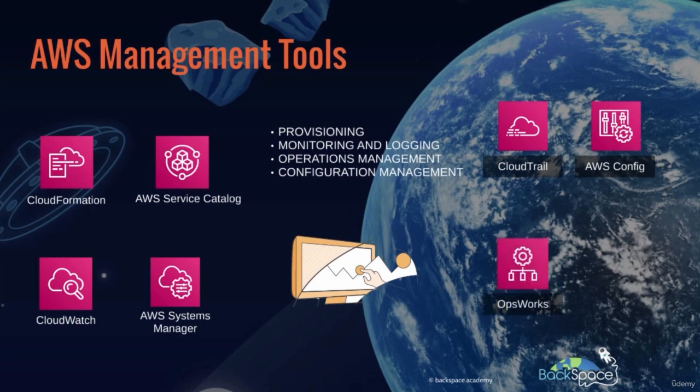AWS OpsWorks provides managed instances of Chef and Puppet. Chef and Puppet can be used to configure and automate the deployment of AWS resources. AWS Trusted Advisor is an online expert system that can analyze your AWS account and the resources inside it, and then it can advise you on how to best achieve high security and best performance from those resources.